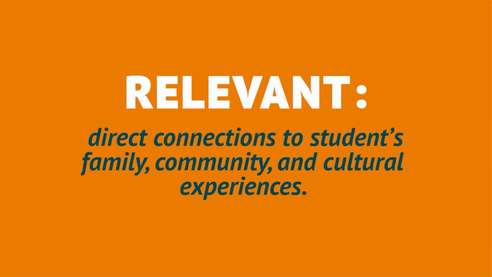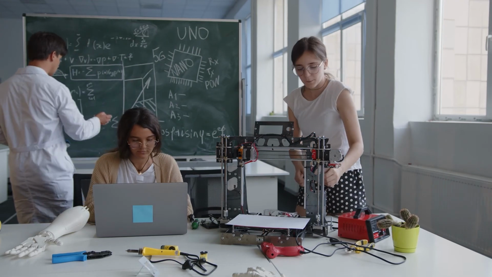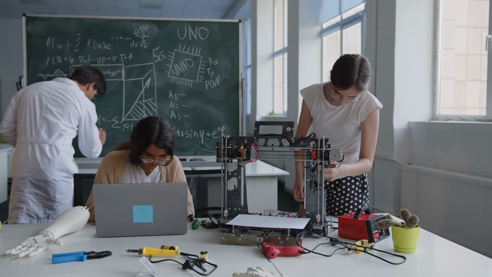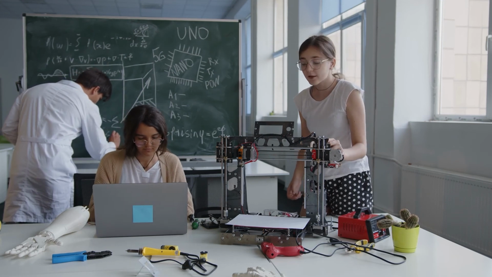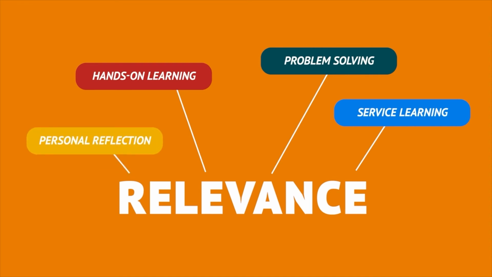Relevant education means students experience relatedness with their teachers, and the learning is relevant to their lives through direct connections to their family, community, and cultural experiences. In the last couple of decades, hands-on learning has become an important pedagogy for teaching learning through doing. Relevance, as defined here, includes problem-based learning and adds the context of service learning and personal reflection, critical for character development.